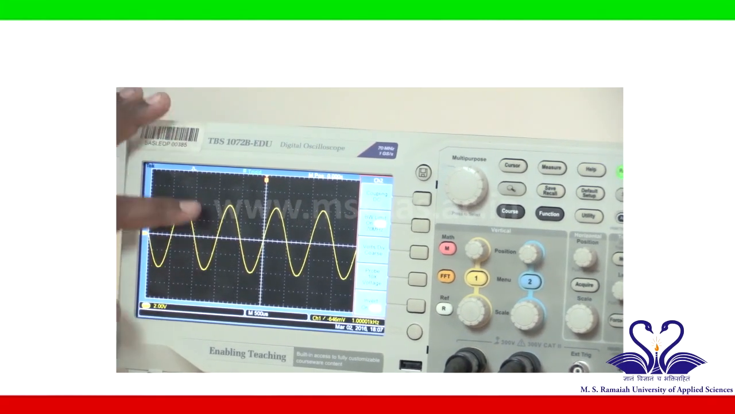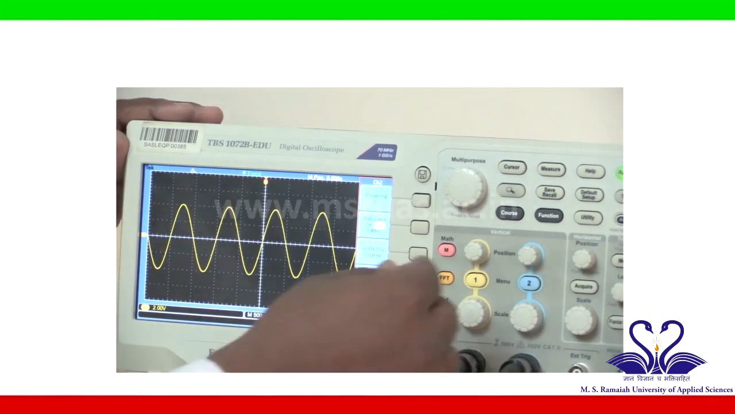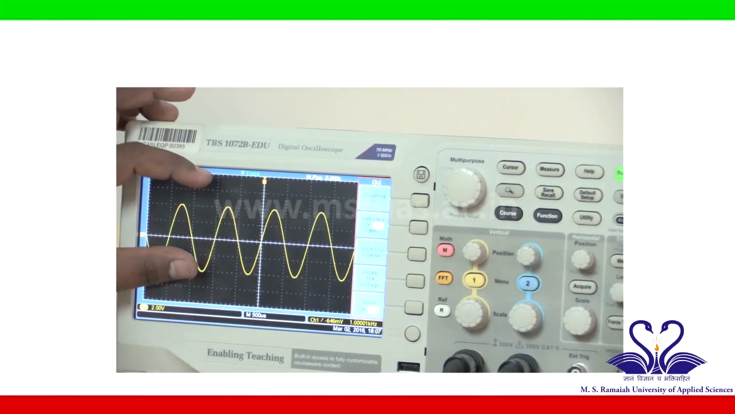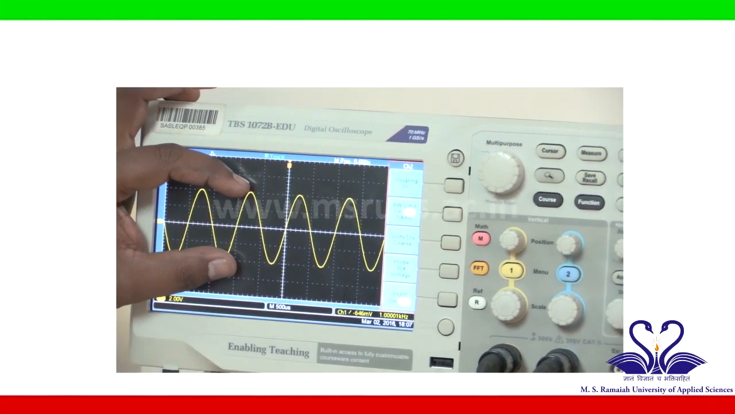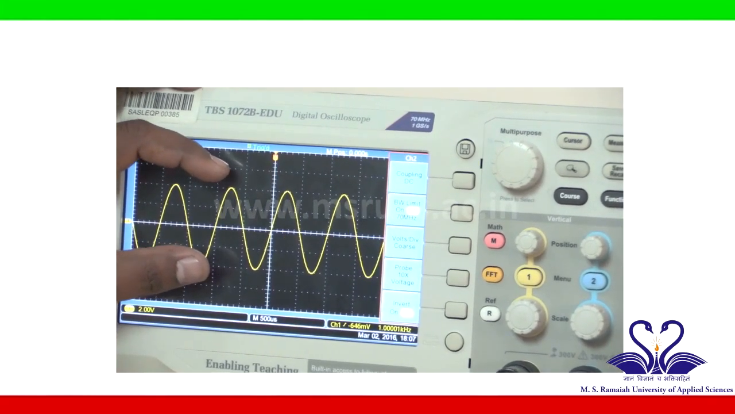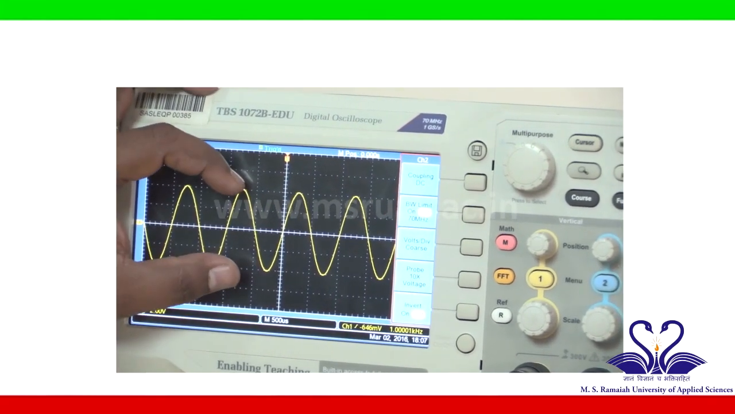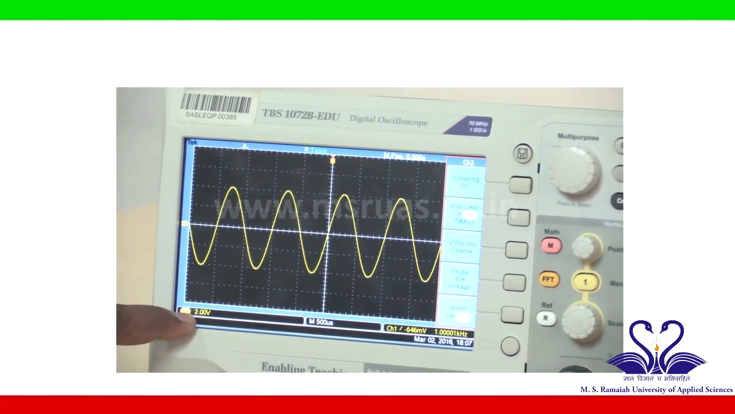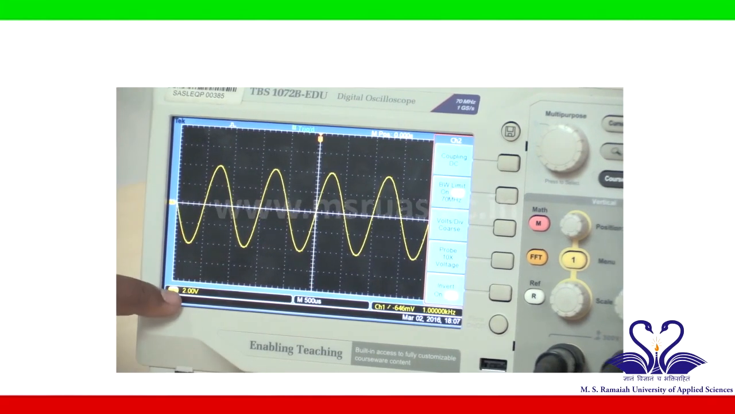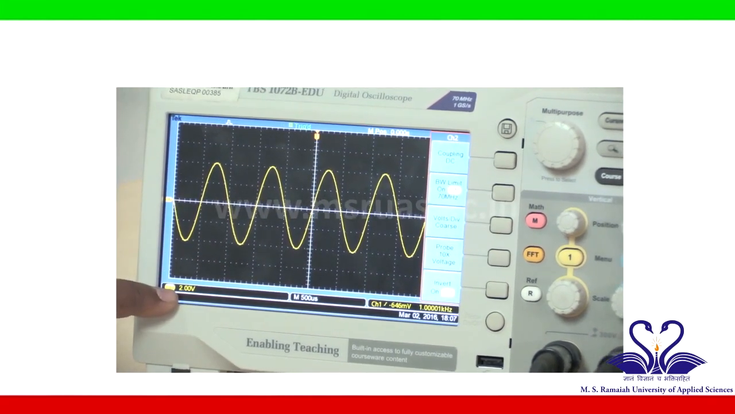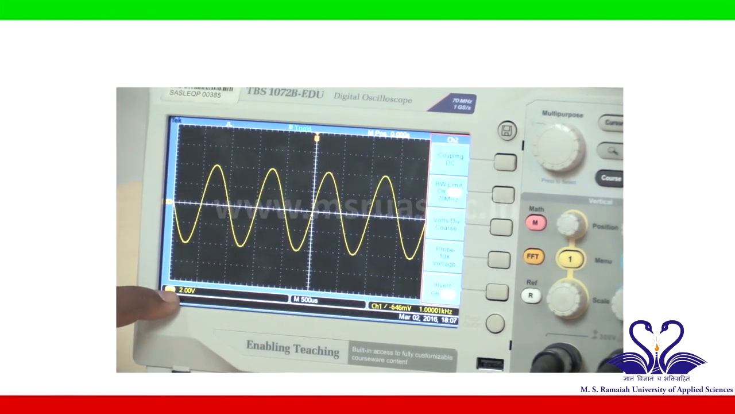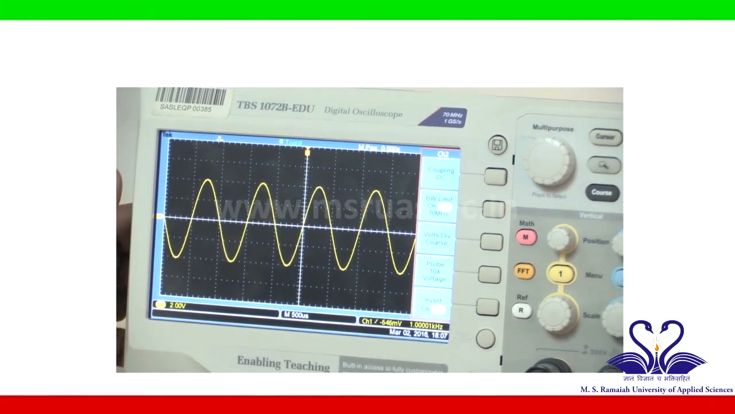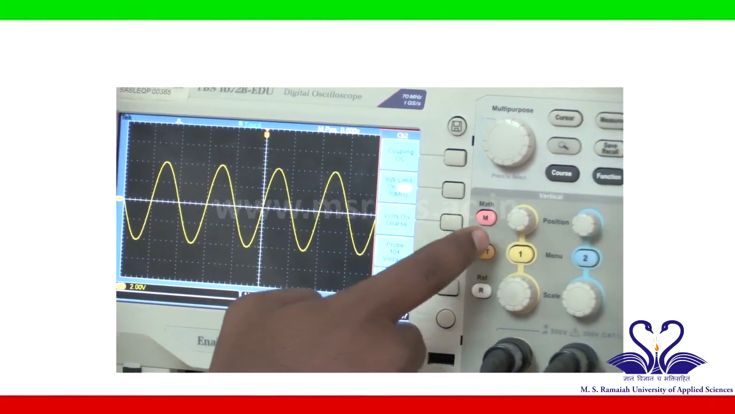Now if you see this signal, it is covering 1, 2, 3, 4 blocks from positive peak to negative peak. Yes, this signal is covering 4 blocks from positive to negative. So 4 blocks into the scale of channel 1, that is 2 volts, 4 blocks into 2 volts equals 8 volts, that is the input voltage peak to peak amplitude.